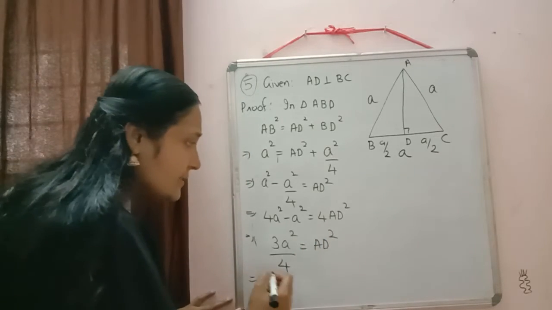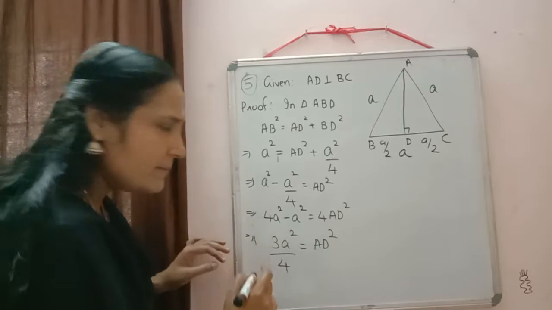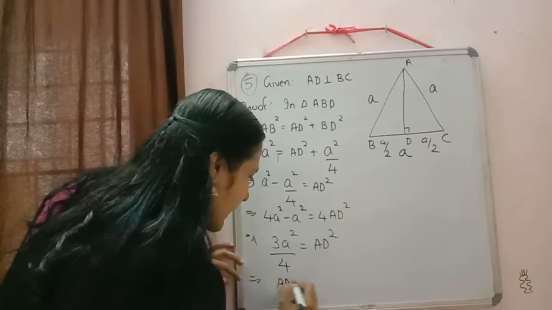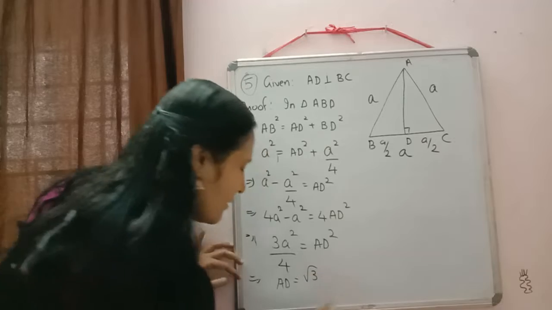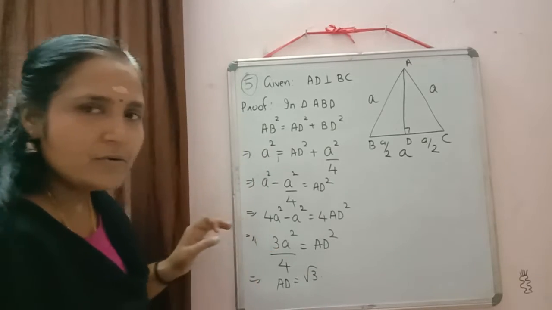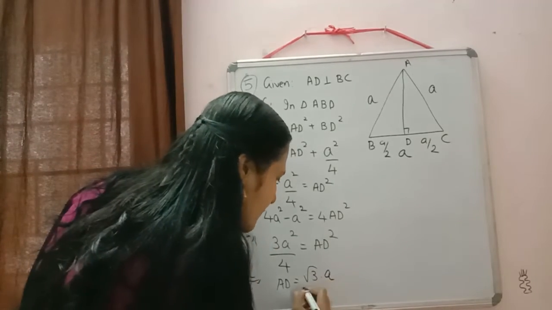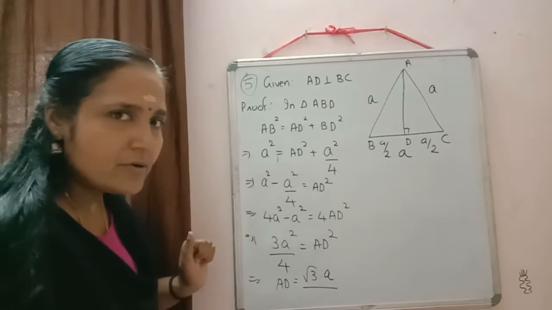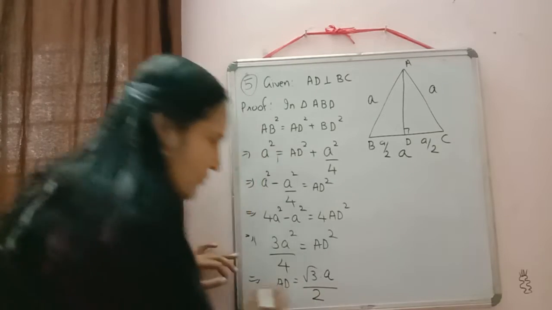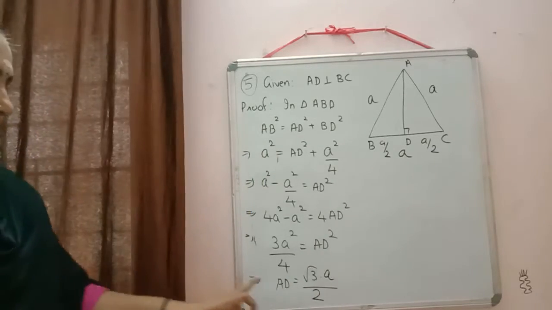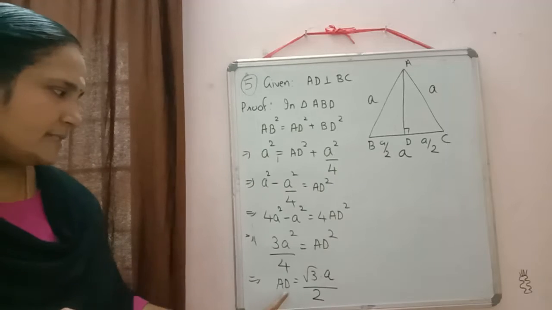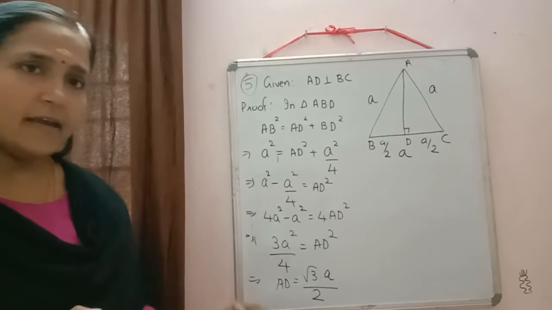Then AD is equal to square root will come. Then AD is equal to square root of 3 into square root of A square by square root of 4, which is 2. So we got the first proof. Altitude AD is equal to root 3A by 2.